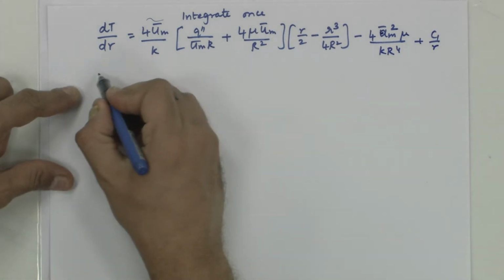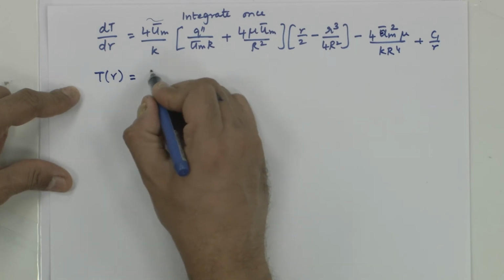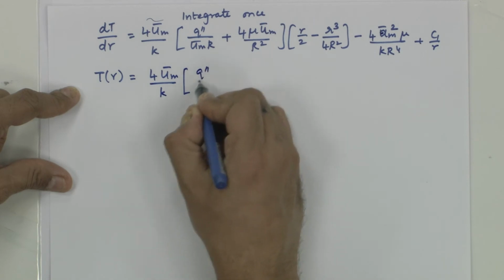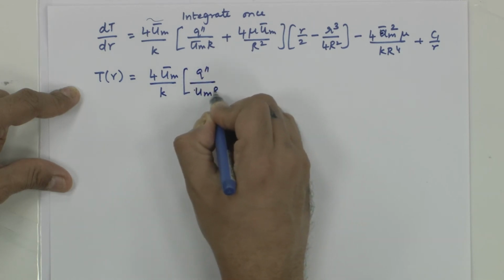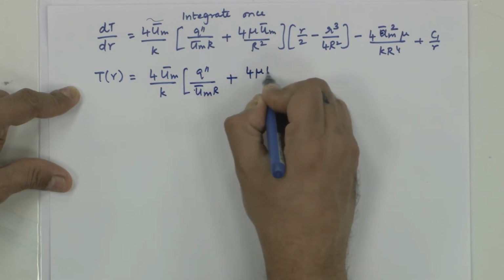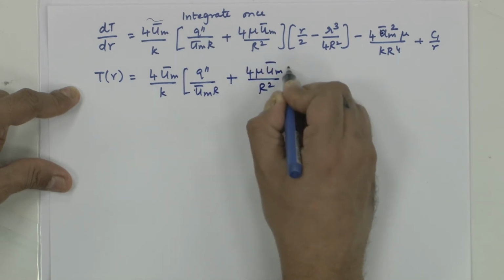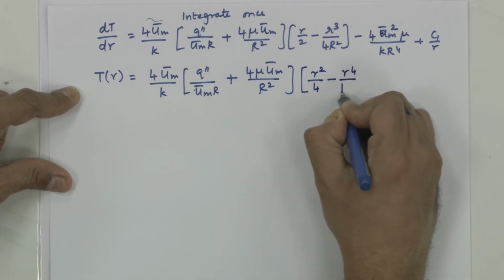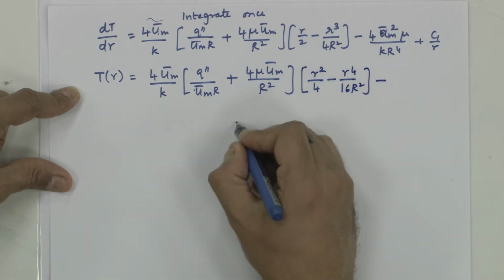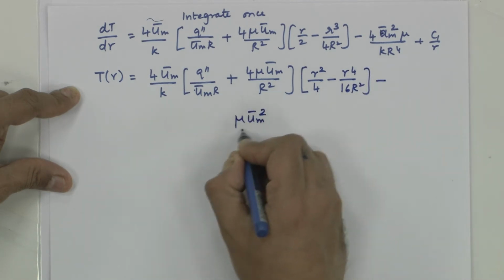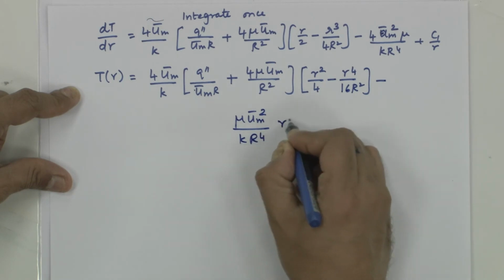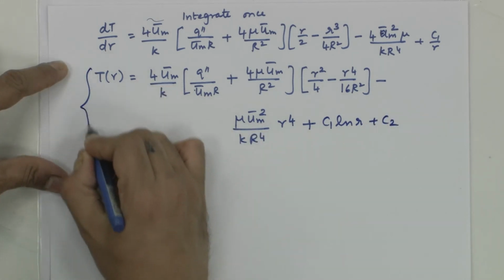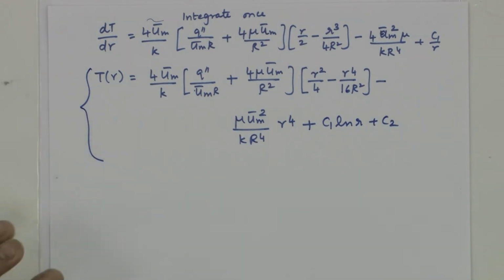Integrate again, you get T of r. This is 4 u_m bar by k, q double prime over u_m r plus 4 mu u_m bar by R squared times r squared by 4 minus r to the power 4 by 16 R squared minus mu u_m bar squared by k R to the power 4, capital R to the power 4, plus C1 log r plus C2. This is my temperature distribution. You have to do the maths to get it.